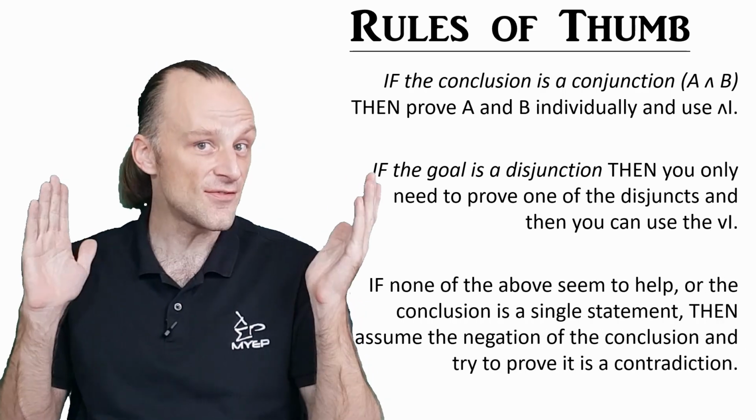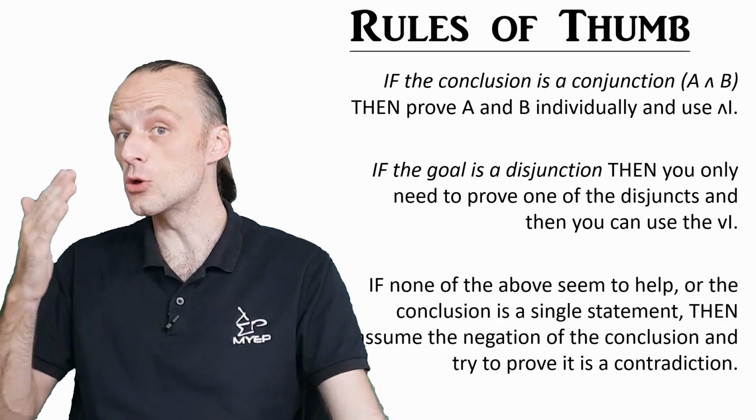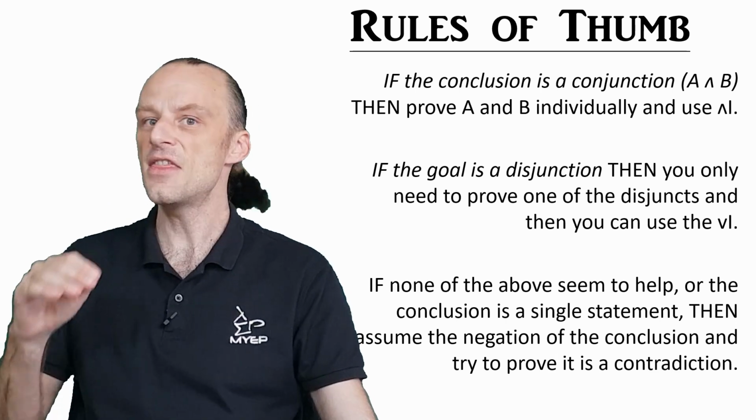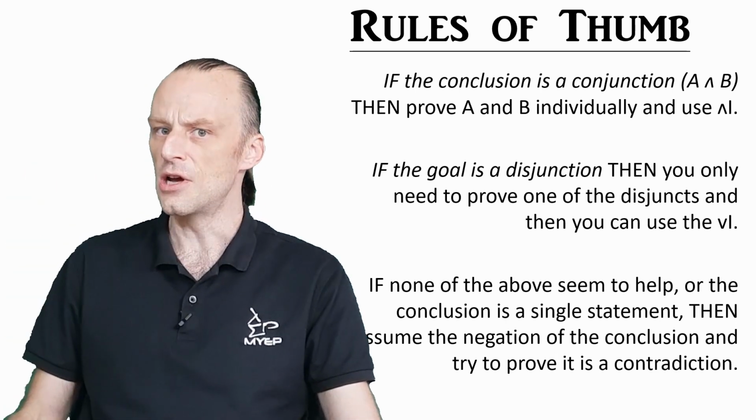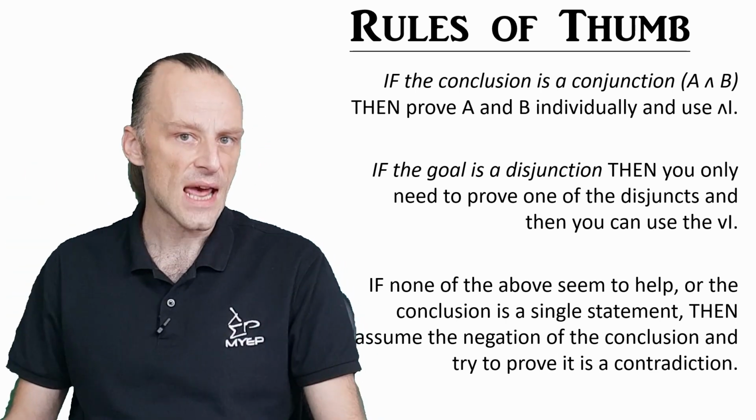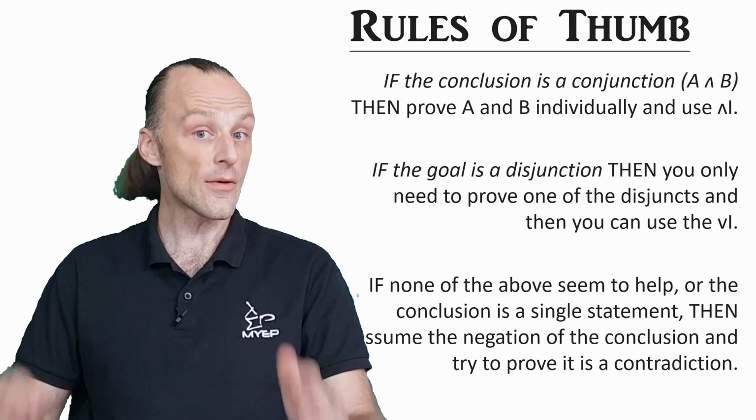And then finally, if none of the above seem to help, or if your conclusion is a simple statement, then try assuming the negation of the conclusion and prove that it is a contradiction. There are other strategies you can use, of course, and if you do a lot of logic, you'll develop your own little shortcuts and little code substitutions for part of your logical calculus in getting from premises to conclusion. That is something to get you started though, and I hope you found it useful.